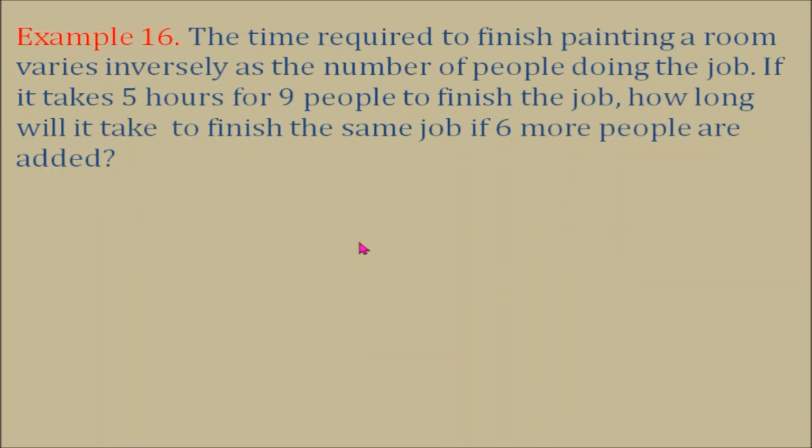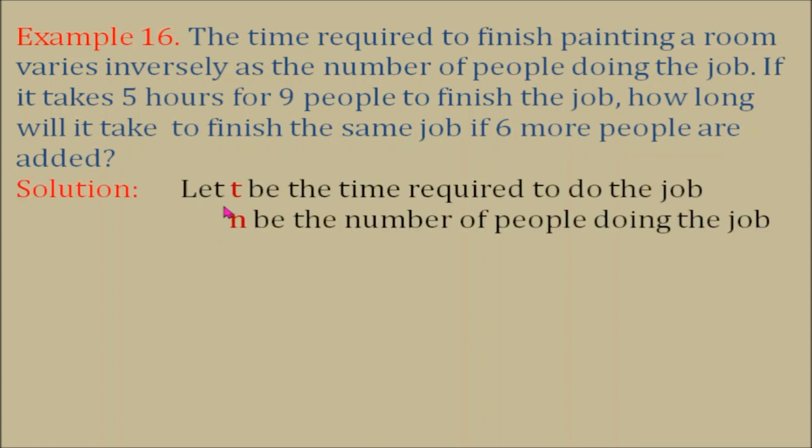Example number 16. The time required to finish painting a room varies inversely as the number of people doing the job. If it takes 5 hours for 9 people to finish the job, how long will it take to finish the same job if 6 more people are added? So first, let t be the time required to do the job, and n be the number of people doing the job. So our equation is t equals k over n.